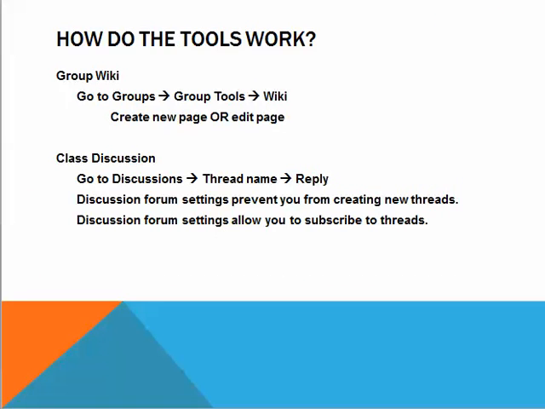The tools are pretty straightforward. We primarily use two tools. One is the Group Wiki, and in order to use the Group Wiki tool, you will go to Groups, you will go to Group Tools, and you will go to Wiki, and you'll be given an option to create a page or edit an existing page. And it's fairly straightforward. If you get stuck, of course, you can ask for help.